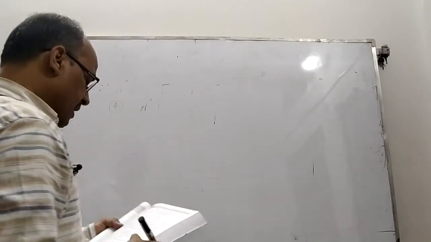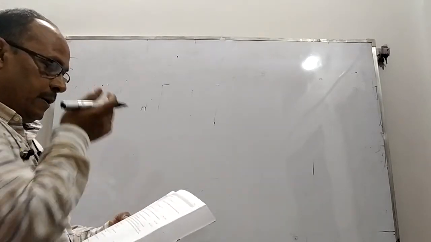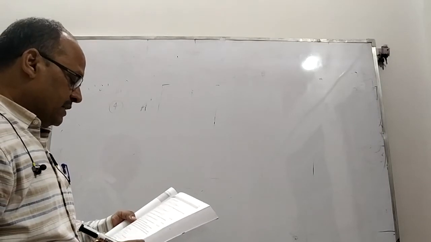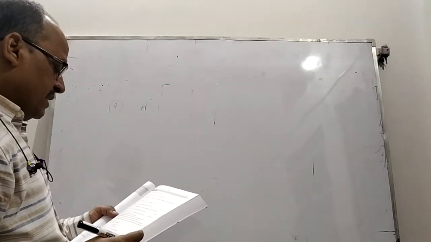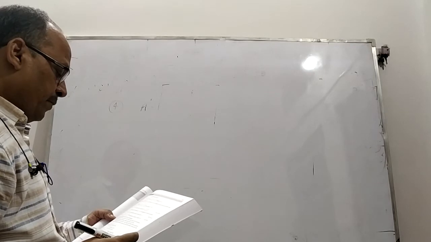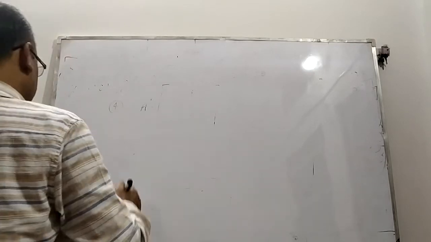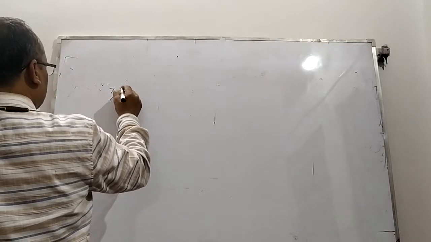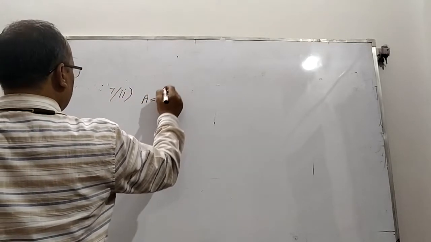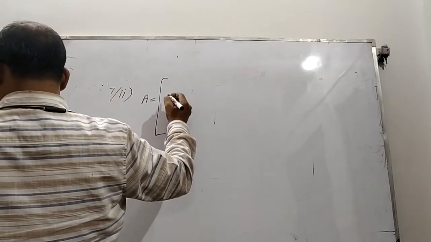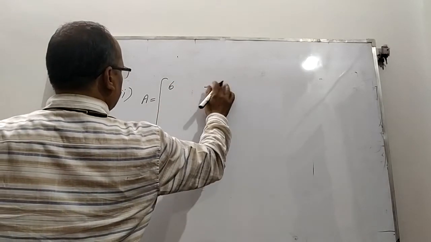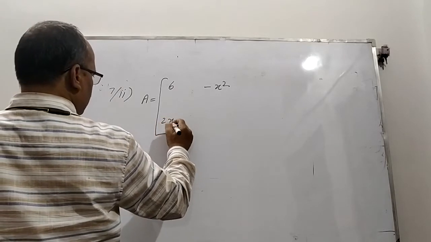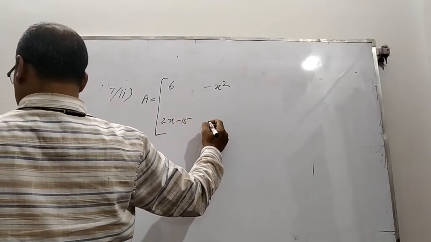Here the others you will try. Here it is given question number 7, second part. If the matrix is a symmetric matrix, find the value of x. We suppose this is the 7th second. This is the matrix A. Now it is given 6 minus x square, 2x minus 15 and 10.